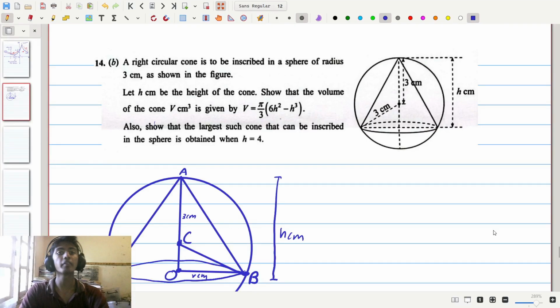2025 A-Level Combined Mathematics Paper 1, Part B, question number 14, Part B. Part A of this same question was discussed in a previous video, link in the top right. Part B of this question usually has to deal with optimization of some geometrical object.